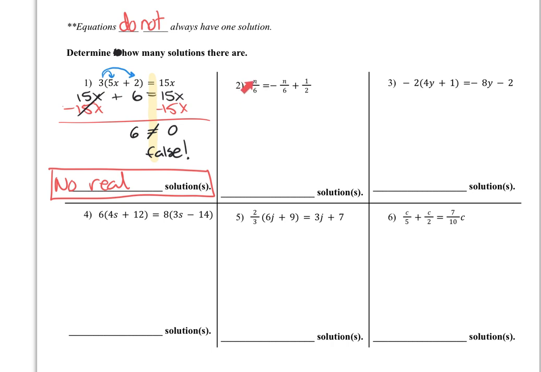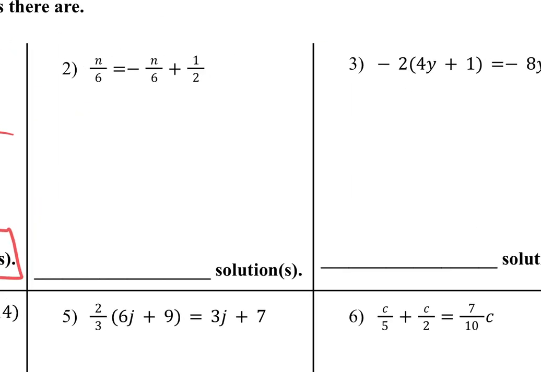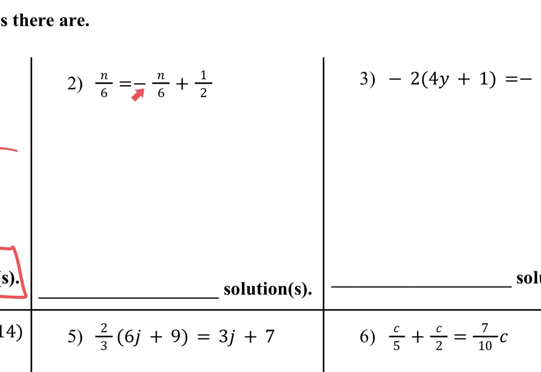Next one, number 2, we have n divided by 6 equals negative n over 6 plus 1/2. I have 2 n terms, again, on different sides, so I want to move to get them combined. I'm going to zoom in here. If I have a negative n over 6, that is a like term with this n over 6. I want it to be 0 n over 6. So how do I do that? Add it, yes. The opposite or the inverse operation of subtraction is adding. So we're going to add n over 6 to both sides, plus n over 6.